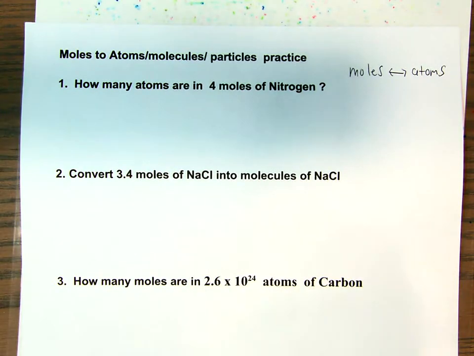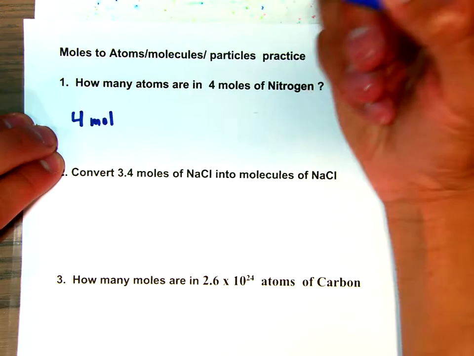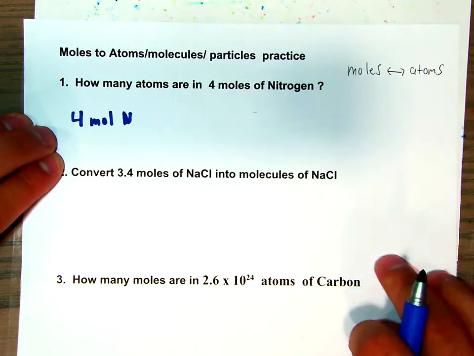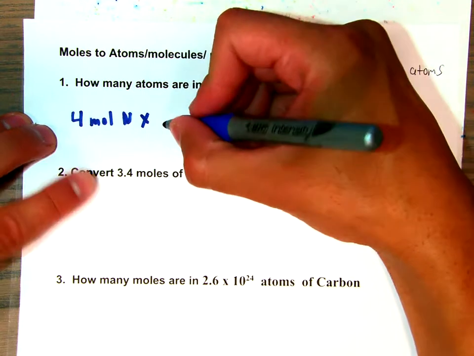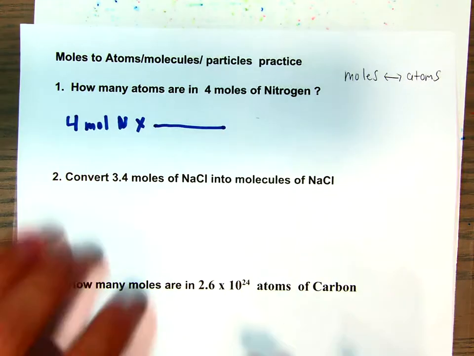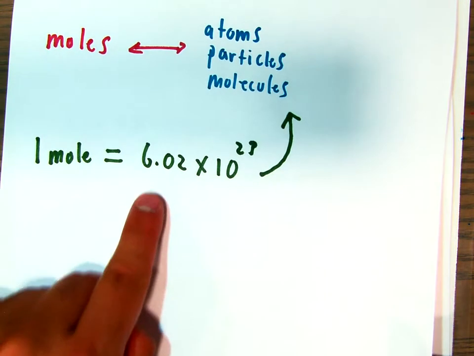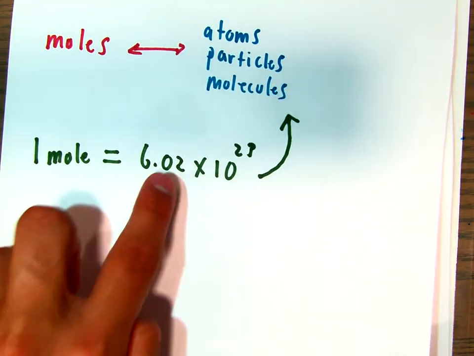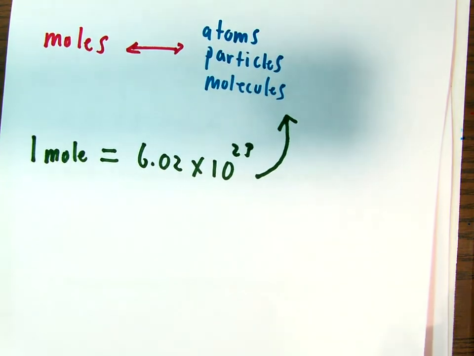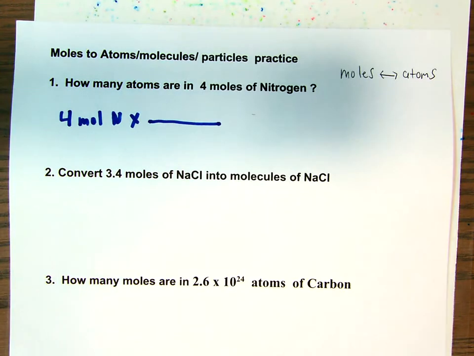So I list what I'm starting with: 4 moles of nitrogen, times, same thing we've been doing. Before we do this conversion, I want you to think about this problem as well. If 1 mole of nitrogen equals this many, then 4 moles would just be 4 times that much, right? So our answer is going to be multiplied times 4. It'll basically be 4 times Avogadro's number.